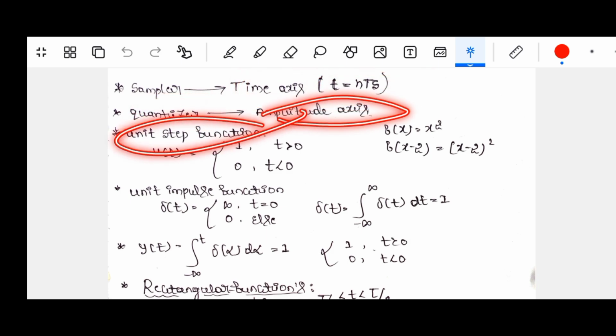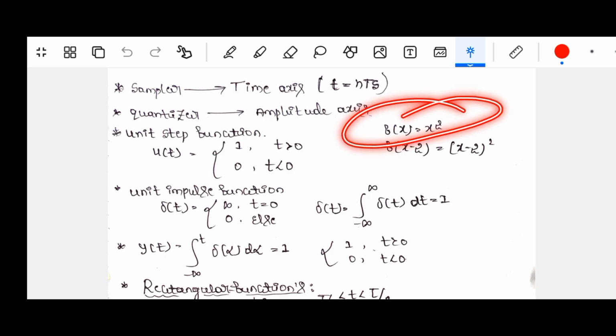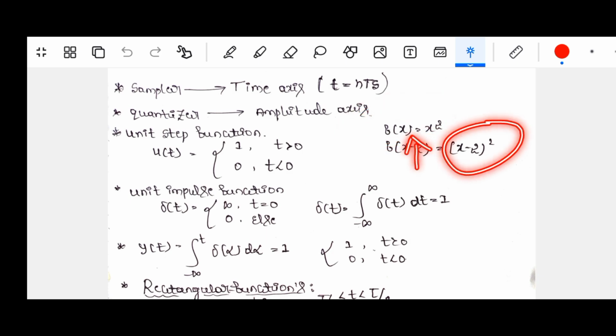Unit step function. u of t is equal to 1 when t is greater than 0. When t is less than 0 it will be 0. We have to remember here, f of x is equal to x square. If you put x minus 2 in place of x, you will get x minus 2 whole square.